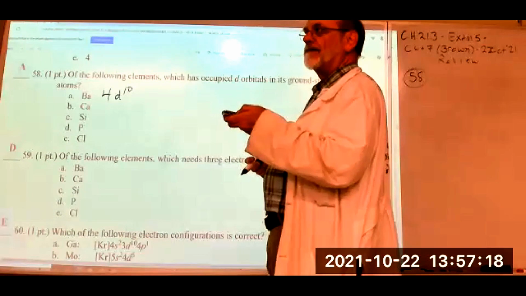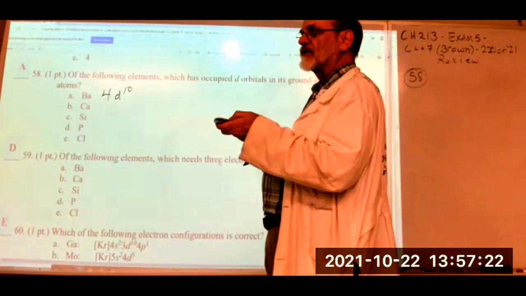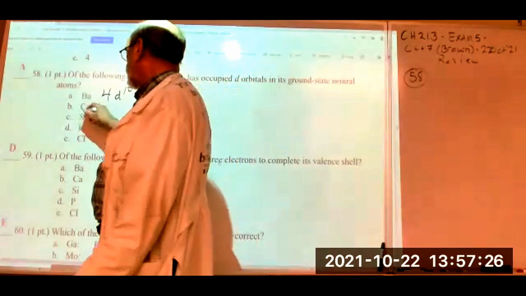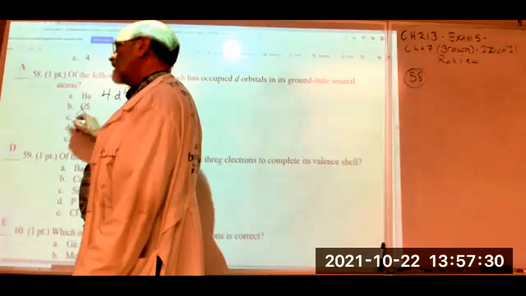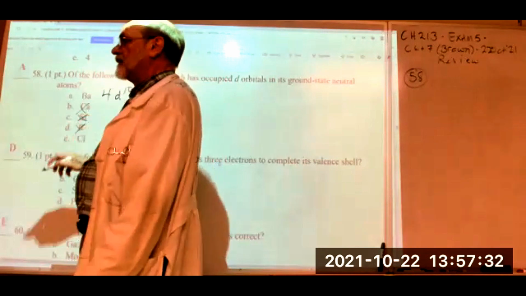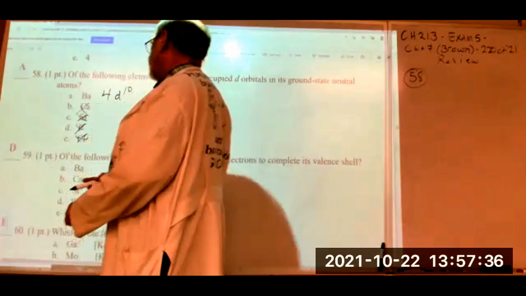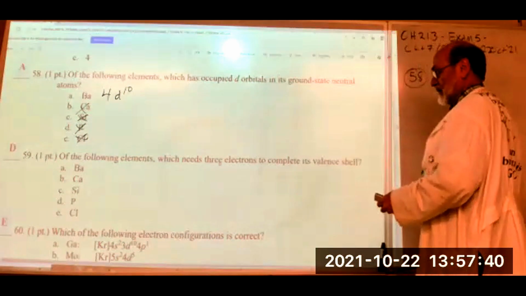Calcium, no. Calcium hasn't got to its d's yet. Calcium comes from here, there are no d's there. So calcium's not one. Silicon, no, silicon hasn't got there either. Phosphorus, no. Chlorine, no. Barium is the only one that's got any electrons in the d orbitals.